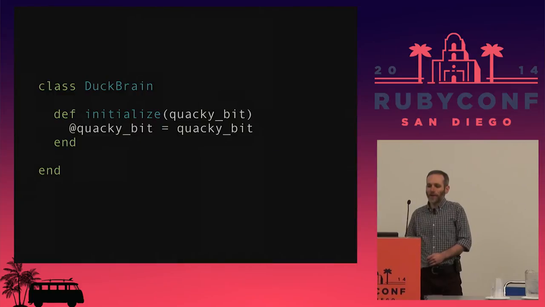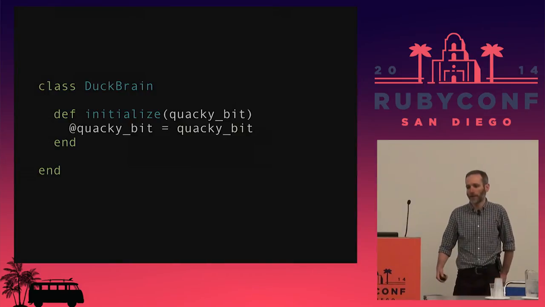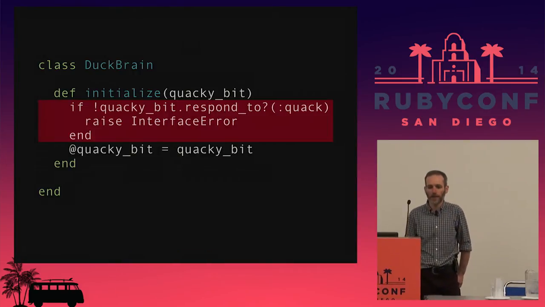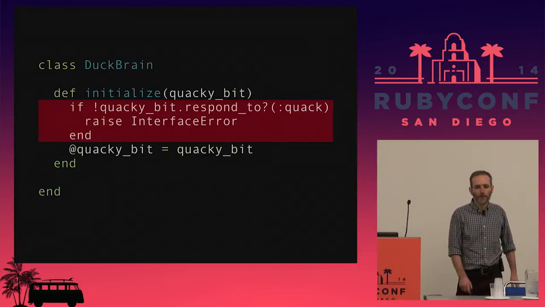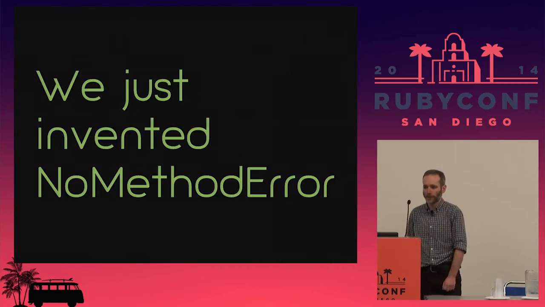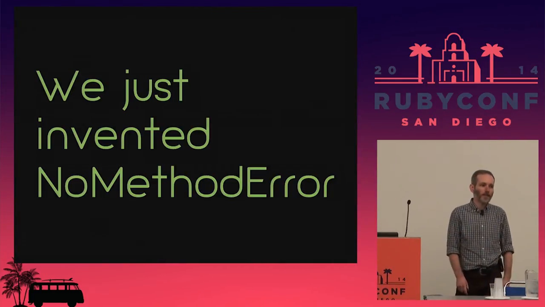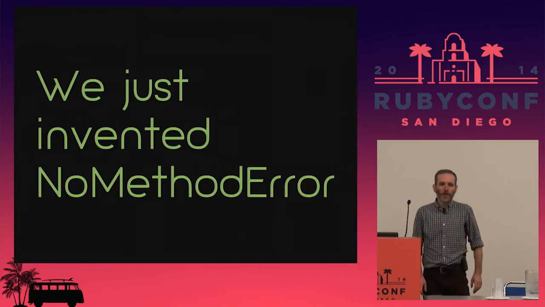So I went back to my original duck brain. And I thought, OK, how do we check the type of quacky bit here? My first approach was a bit naive. I wrote some code like this. I said, I'm going to check respond to quack. This is just your standard duck typing. And if it doesn't implement that, I thought, OK, I'll raise an error, in this case, an interface error. And I thought, this is great, aren't I clever? I've just implemented no method error, except that it's less efficient and gives me less information. Probably not the right approach.